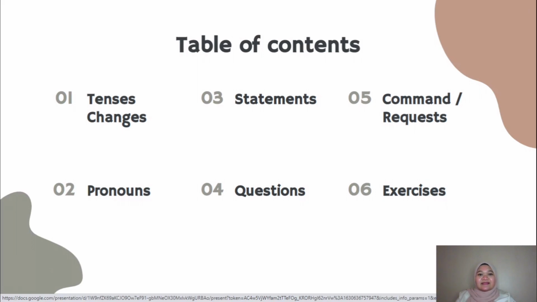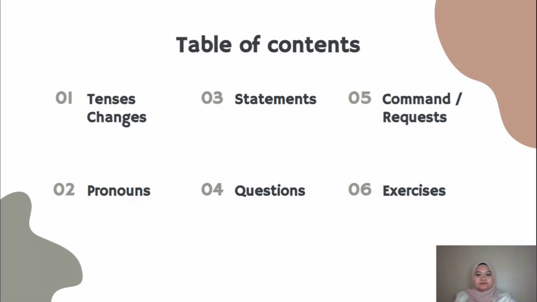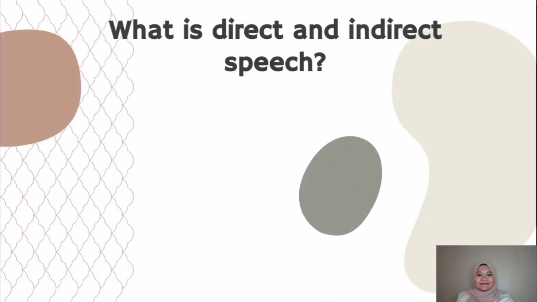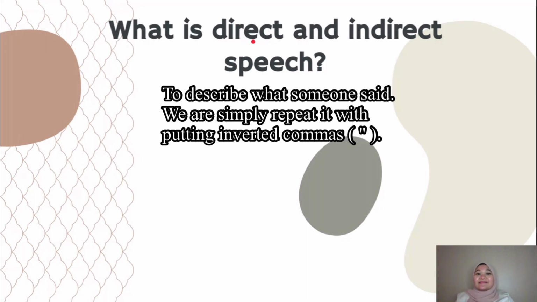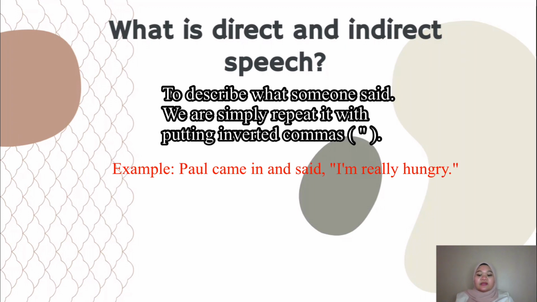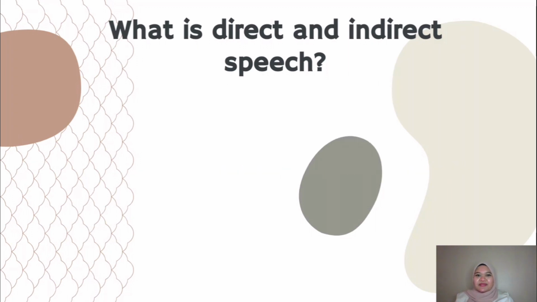First, let us take a look at what is direct speech. What is direct speech and indirect speech? Okay, basically, direct speech is when we want to describe what someone said with one option, which we call direct speech. This means that we simply repeat what someone says with inverted commas. Example, Paul came in and said, "I'm really hungry."